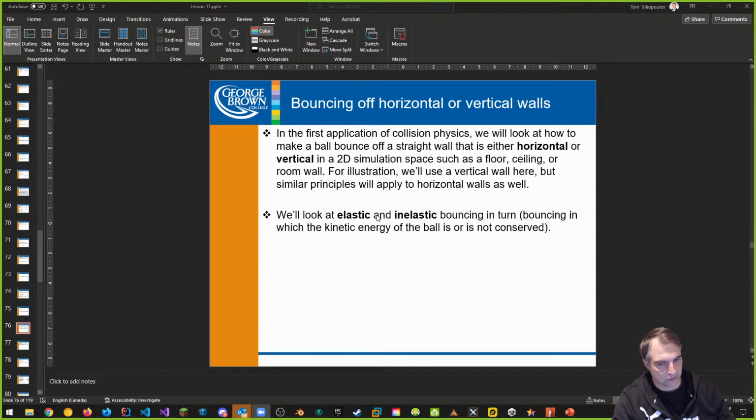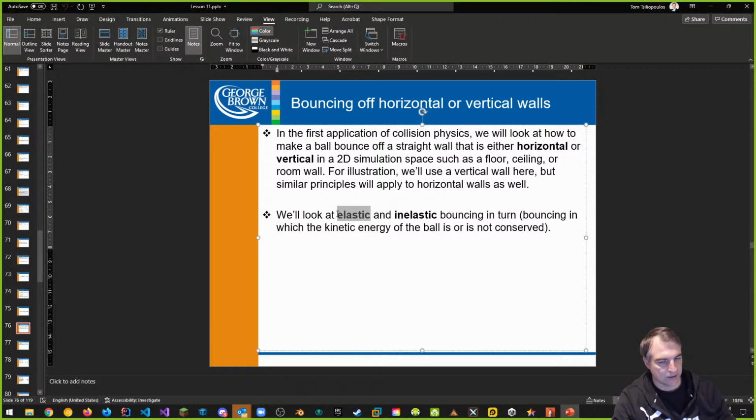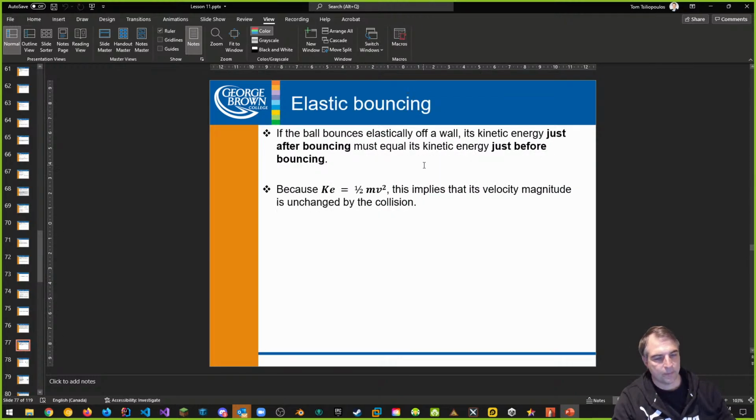So if it is conserved, we can say that we have an elastic collision. If it's not conserved, we know that it's inelastic, okay? If the ball bounces elastically off a wall, its kinetic energy just after bouncing must equal its kinetic energy just before bouncing. In other words, kinetic energy is equal to 1/2 mv squared, and this implies that its velocity magnitude is unchanged by the collision. Okay, so we don't have any velocity change at all. It keeps going.